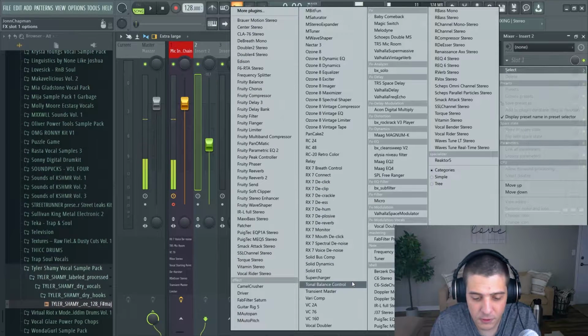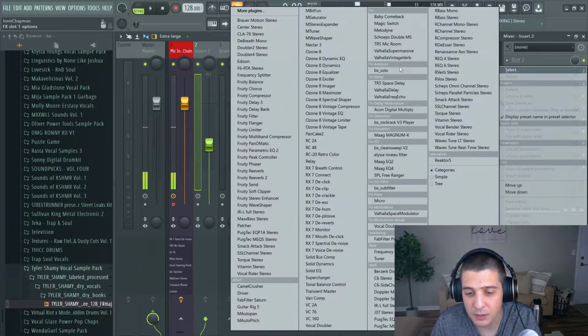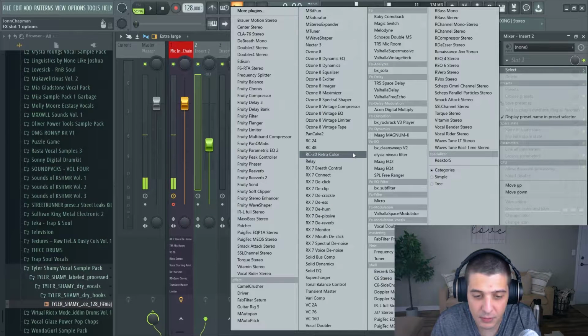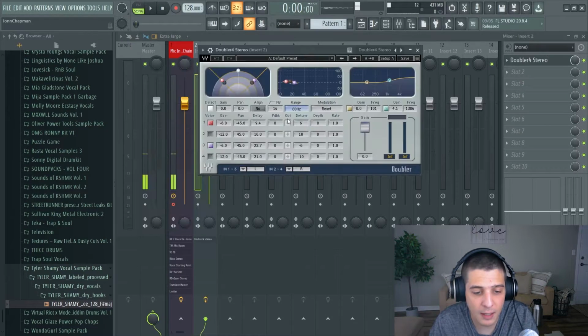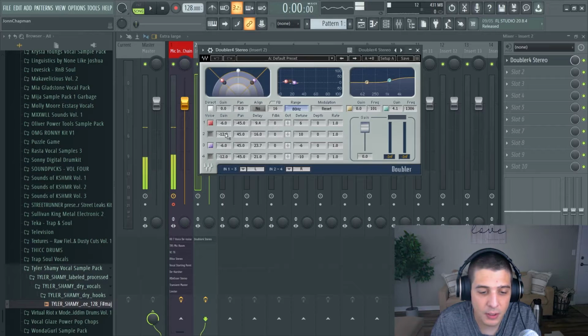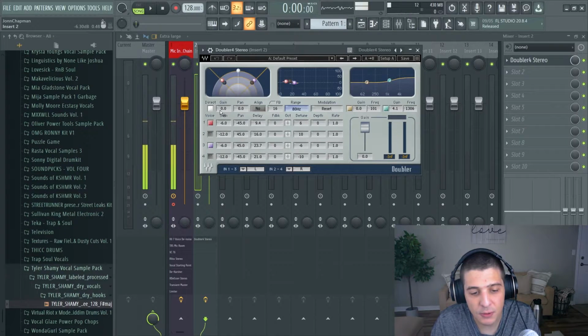First things first, one of the easiest and one of my favorites is going to be the Waves Doubler, okay? And if we notice here, we're going to get 1, 2, 3, 4 different channels. Each of these channels is going to have a pan. That's how hard left or hard right it's going to be going. Negative is to our left, positive is to our right. We're also going to have our delays for those vocals set up here.